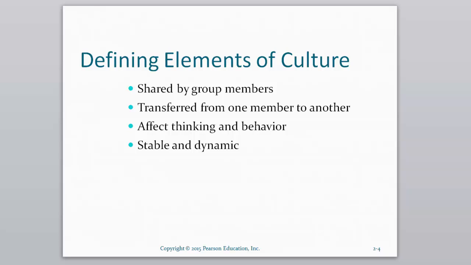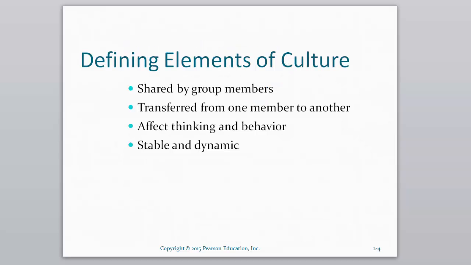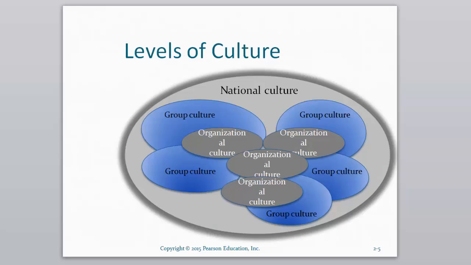What are the elements of culture? First, culture is shared by group members, transferred from one to another. It affects thinking and behavior, and it's stable and dynamic. So first you need to understand what is culture, what are the elements of culture, what is the definition of culture. For that, please read your textbook. I cannot go through these definitions in this video lecture. It's your responsibility to read everything in the textbook.